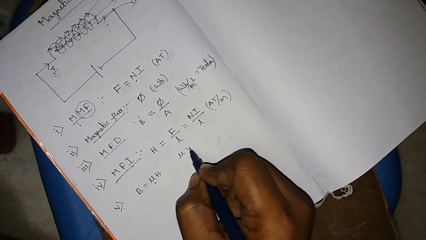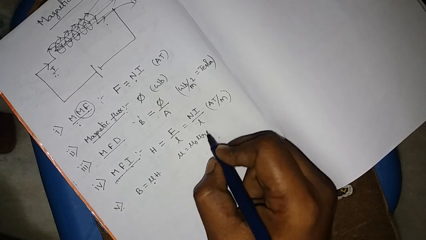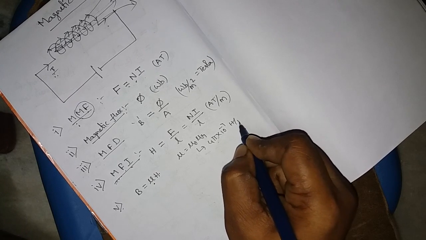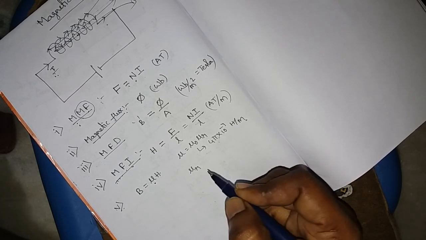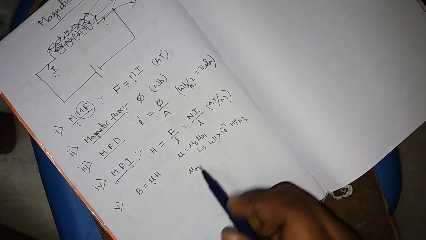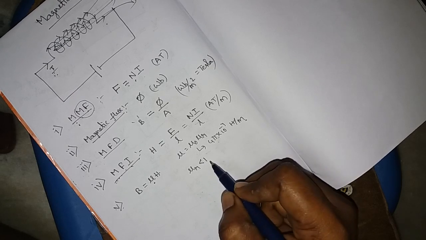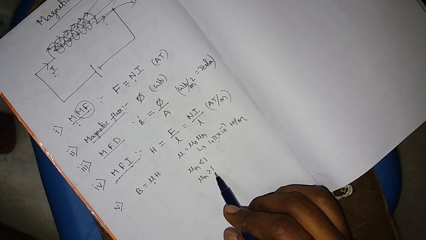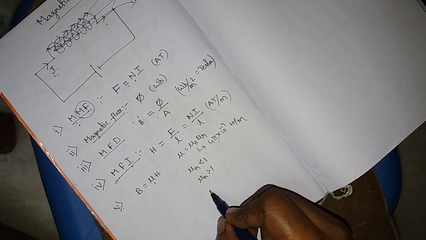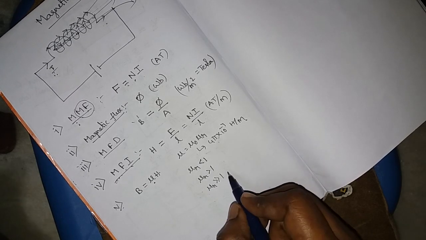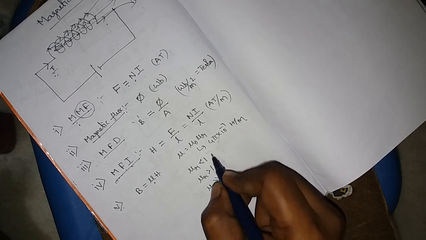And we know that mu is equal to mu naught into mu r, where mu naught is 4 pi into 10 power minus 7 Henry per meter. mu r is the relative permeability and mu naught is the absolute permeability. mu r is slightly less than 1 for diamagnetic material, slightly greater than 1 for paramagnetic material, and much greater than 1 for ferromagnetic material.